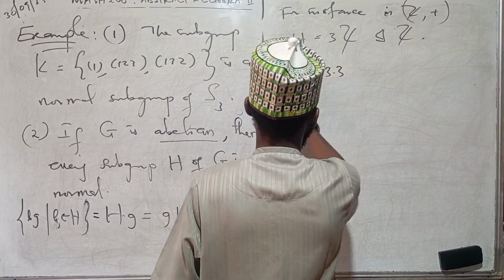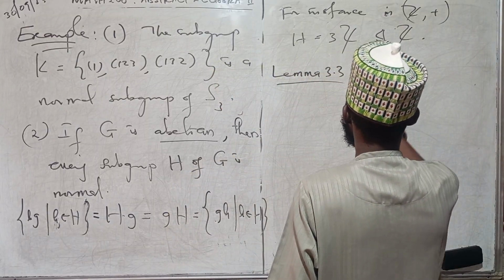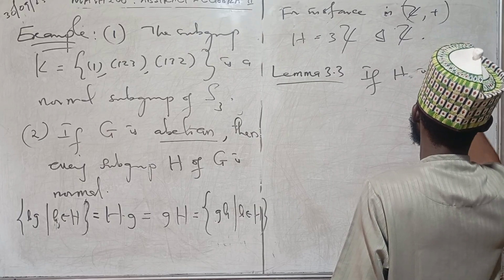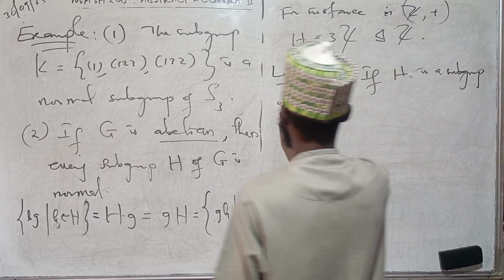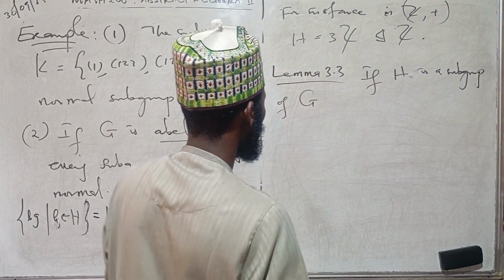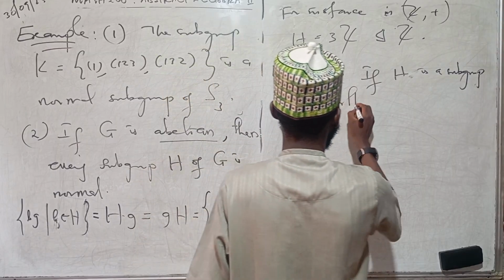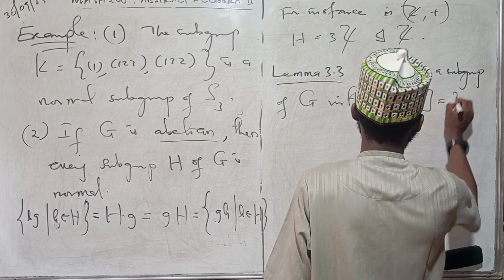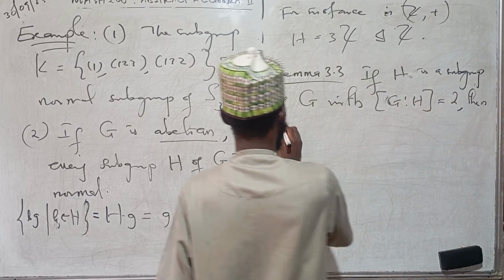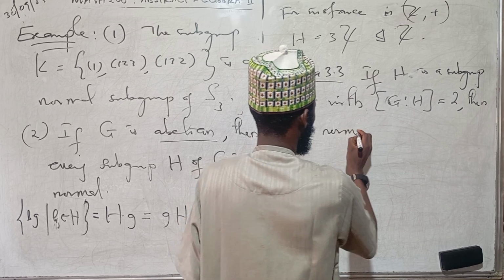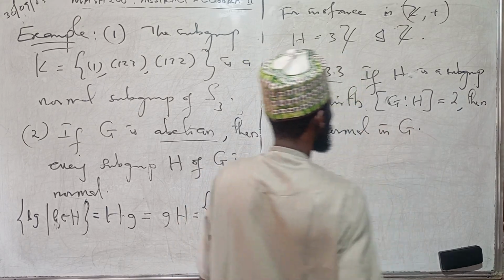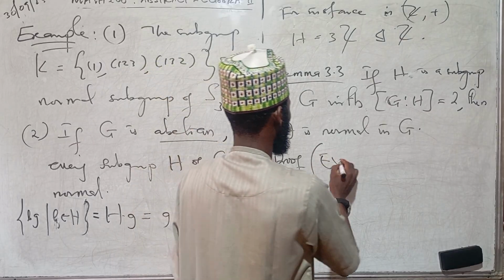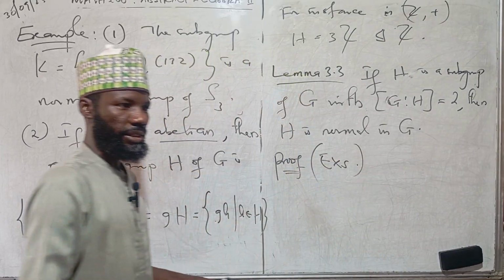We can present that as a result. So if H is a subgroup of a group G, with the index of H in G equal to 2, then H is normal in G. Well, I will leave it as an exercise. It's an easy exercise here.